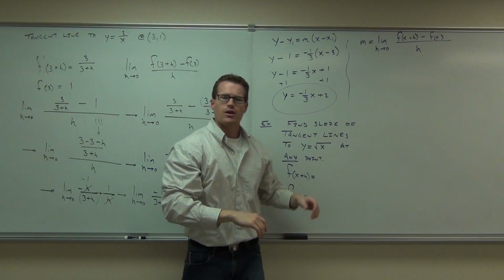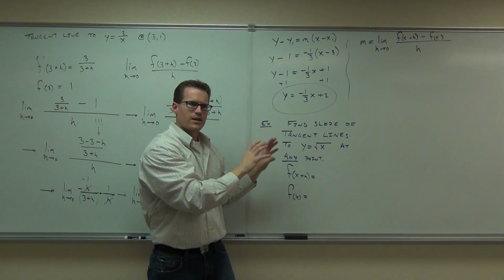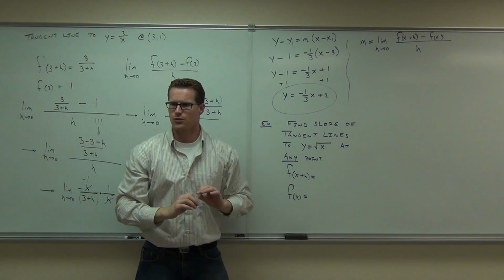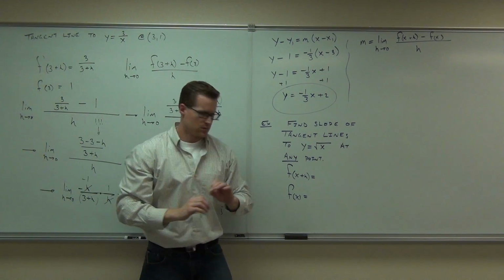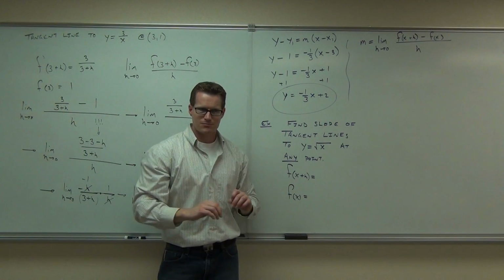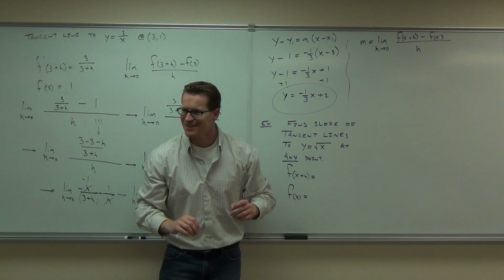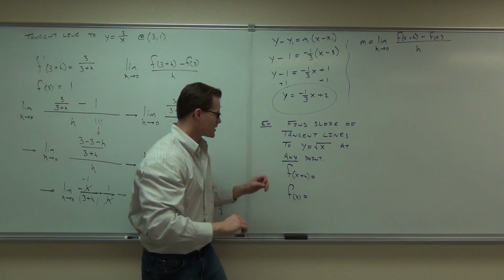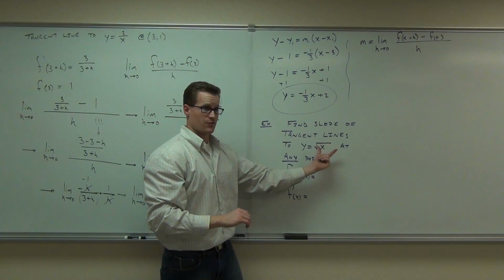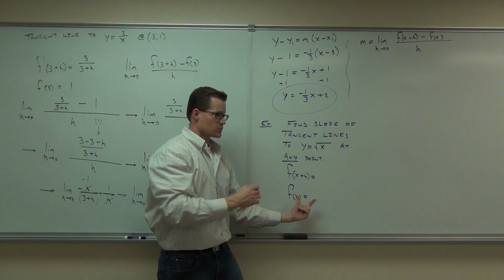Let's try that together. So everyone, let's look up here at the board. What is our f of x? So what was it? Square root of x. Very good. Yeah, that's because it says y equals square root of x. That is our function. So f of x is square root of x.